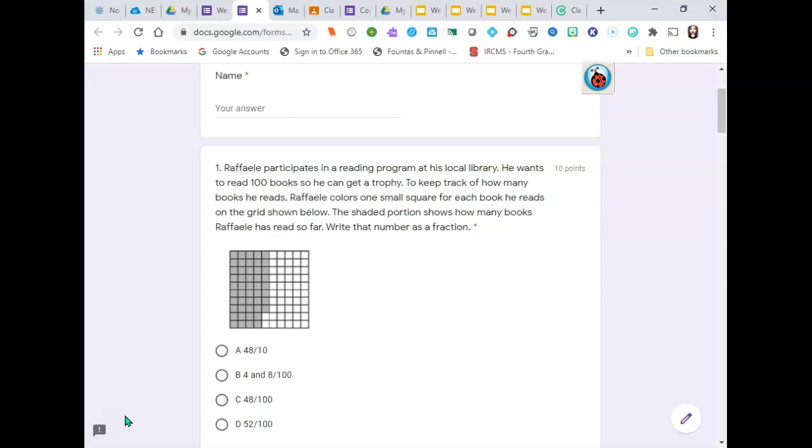48 tenths, 4 and 8 hundredths, 48 hundredths, or 52 hundredths.